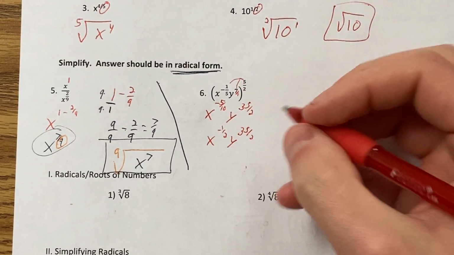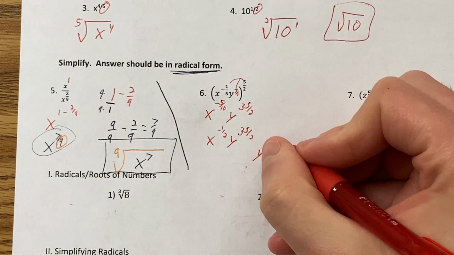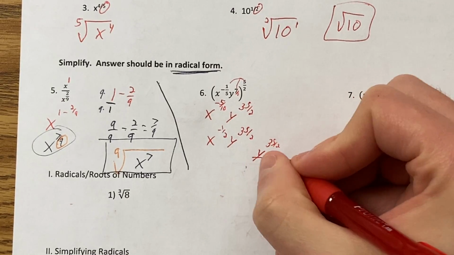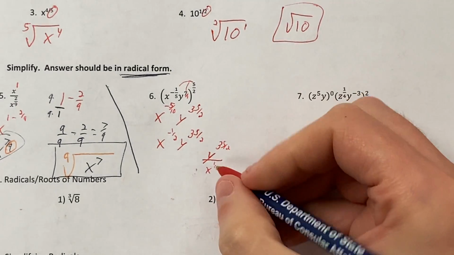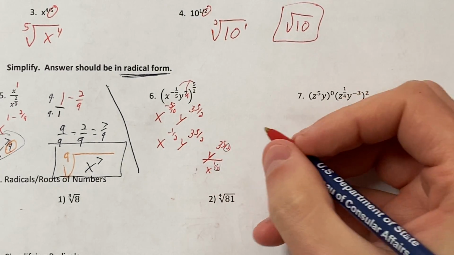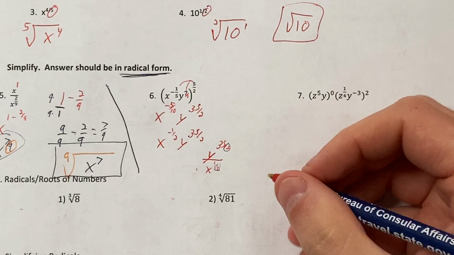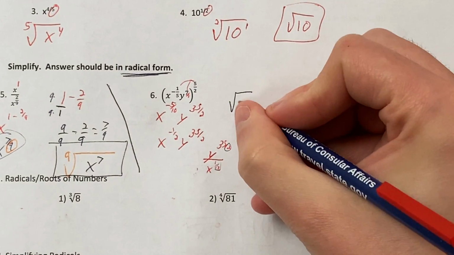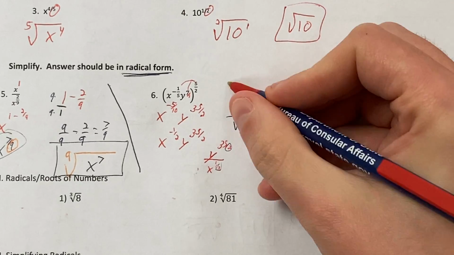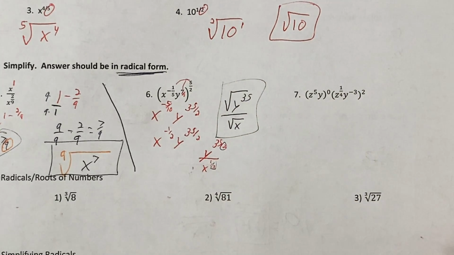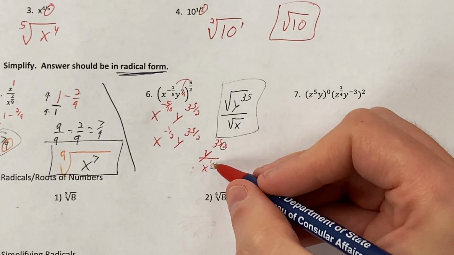Since this is negative, it'll go to the bottom. So y to the 35 halves over x to the 1/2. And since these are halves, that means they're going to be square rooted. So you get the square root of y to the 35 over the square root of x. And that's good enough for what we're doing now. Square root, because it's a 2.